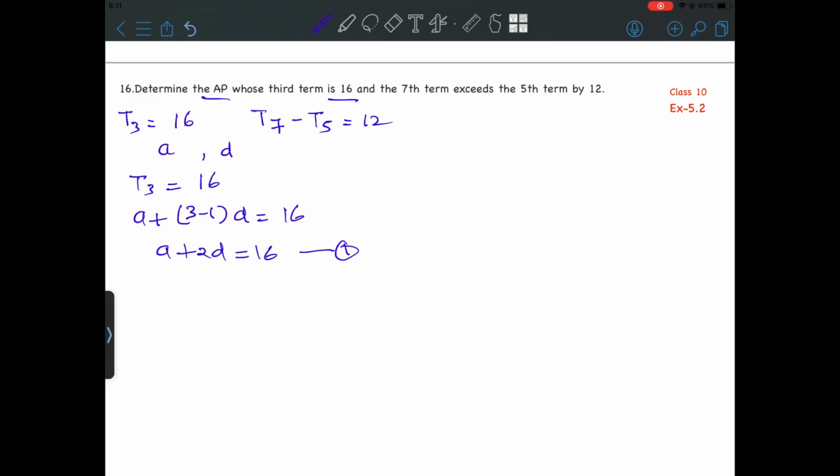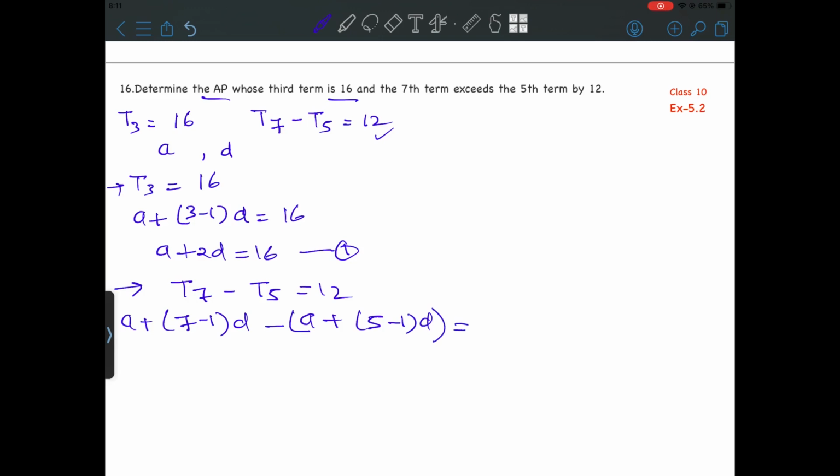Now let's utilize the second condition, which is given as T7 minus T5 is equal to 12. That gives us A plus 7 minus 1 D minus, use a bracket always whenever there's a minus sign, then A plus 5 minus 1 D is equal to 12. So now it is A plus 6D minus A plus 4D is equal to 12. Now you can open the bracket. So it will give A plus 6D minus A minus 4D is equal to 12.